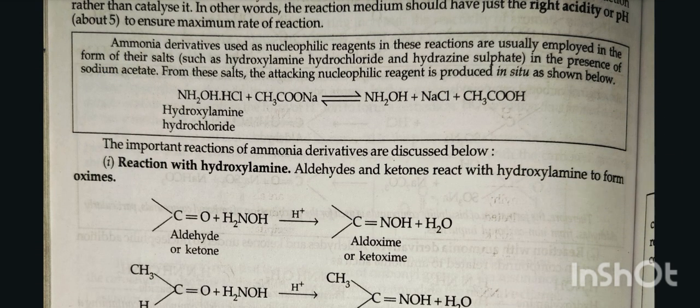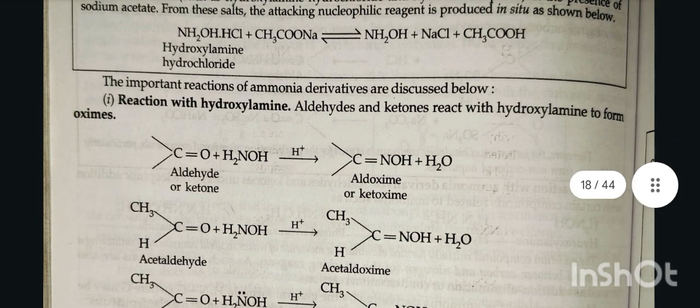of reaction. Ammonia derivatives used as nucleophilic reagents in these reactions are usually employed in the form of their salts, such as hydroxylamine hydrochloride and hydrazine sulfate, in the presence of sodium acetate. From these salts, the attacking nucleophilic reagent is produced in situ, as below. Hydroxylamine hydrochloride on reaction with sodium acetate gives NH2OH, NaCl plus acetic acid.